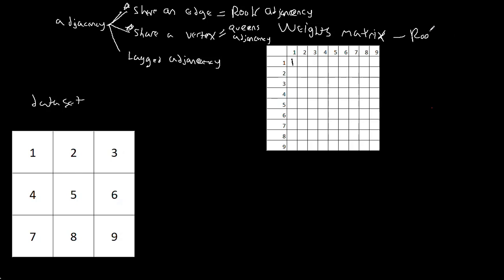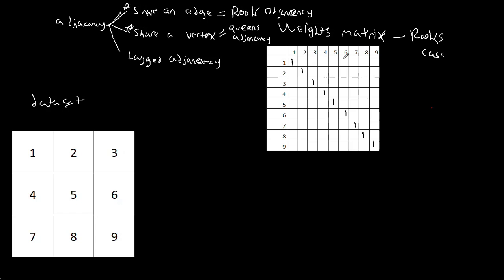Make that look a little less sloppy. Let's use the Rook's case for this adjacency, which again means we're only going to consider them adjacent if they share an edge. So we already said by default you're adjacent to yourself, so we can go ahead and throw ones in on the diagonal because everything is adjacent to itself.